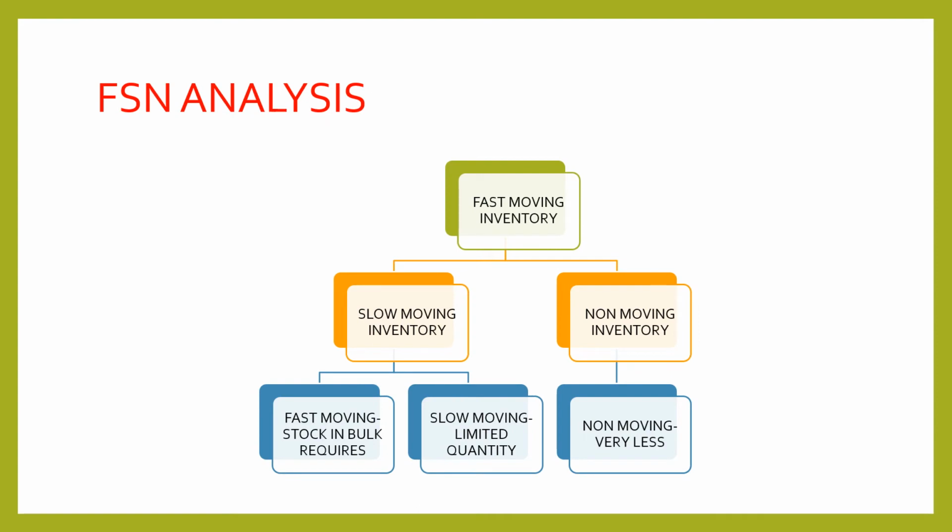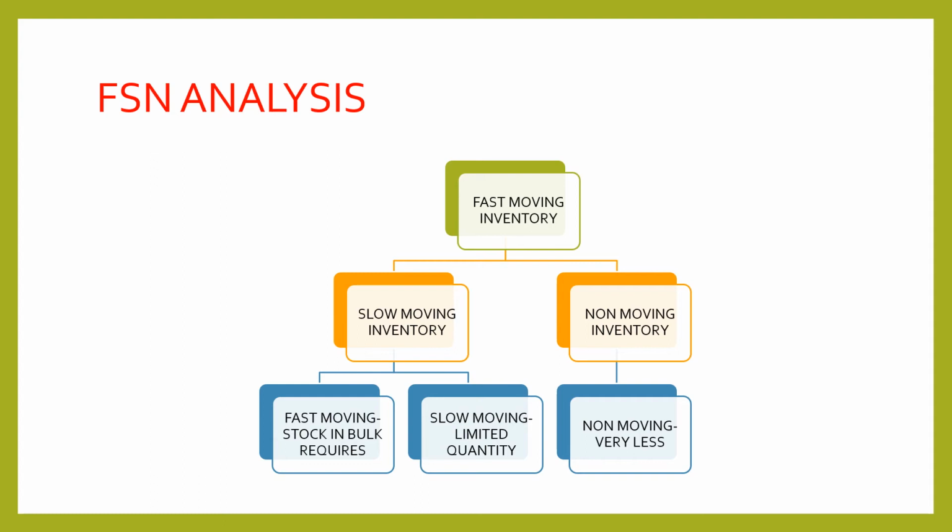Next comes the FSN analysis. FSN stands for fast moving, slow moving, and non-moving. The fast moving inventories are kept in the stock in bulk. The slow moving are kept in limited quantity, and the non-moving inventory is kept in very small amounts. The fast moving inventories are the inventories that move very fast. That means the stock gets finished very fast, because these are very important items for the production.